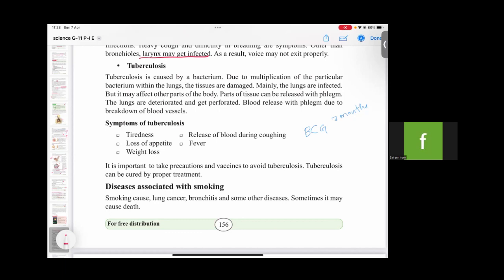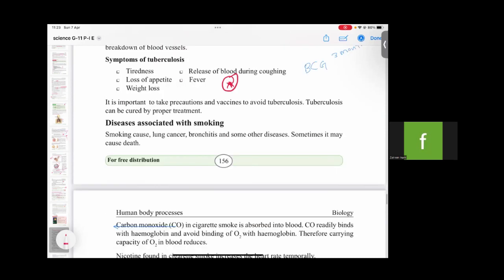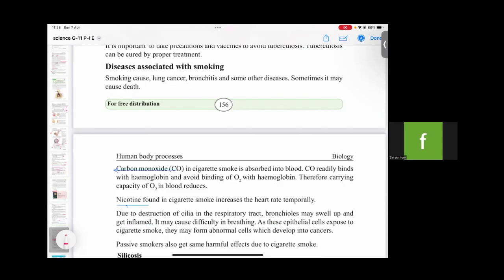And there are some symptoms for tuberculosis: you are always tired, release of blood during coughing, loss of appetite, fever, weight loss. Better to remember any three. And then the very big problem with the respiratory system is smoking. Diseases associated with smoking are lung cancer, bronchitis, and some other diseases.